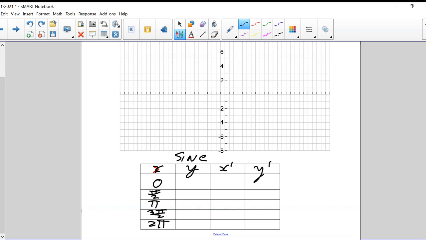What y value should I put when x is 0? What's the corresponding y value? Come on, folks, we've done this. We know this. In other words, what's the sine of 0? That's what I'm asking. Okay, good. 0. Perfect. When it's pi over 2, what is it for that?